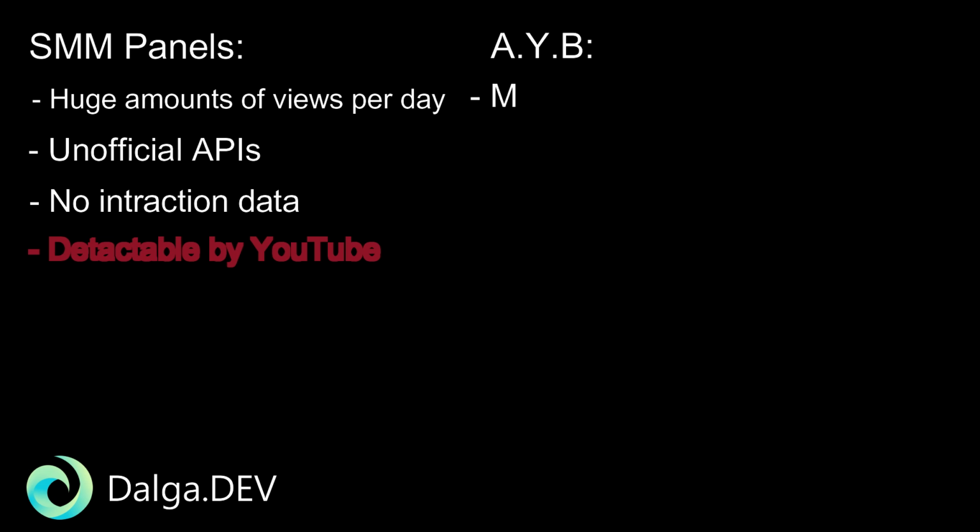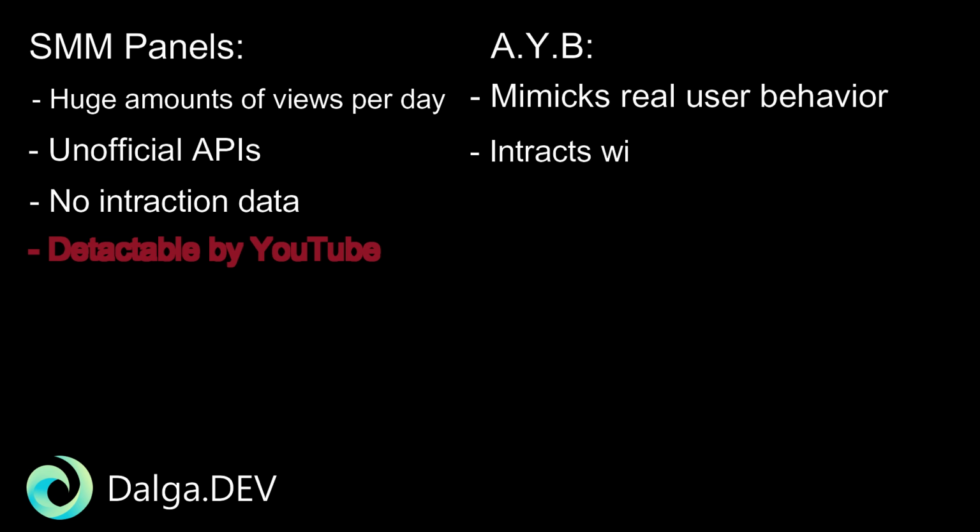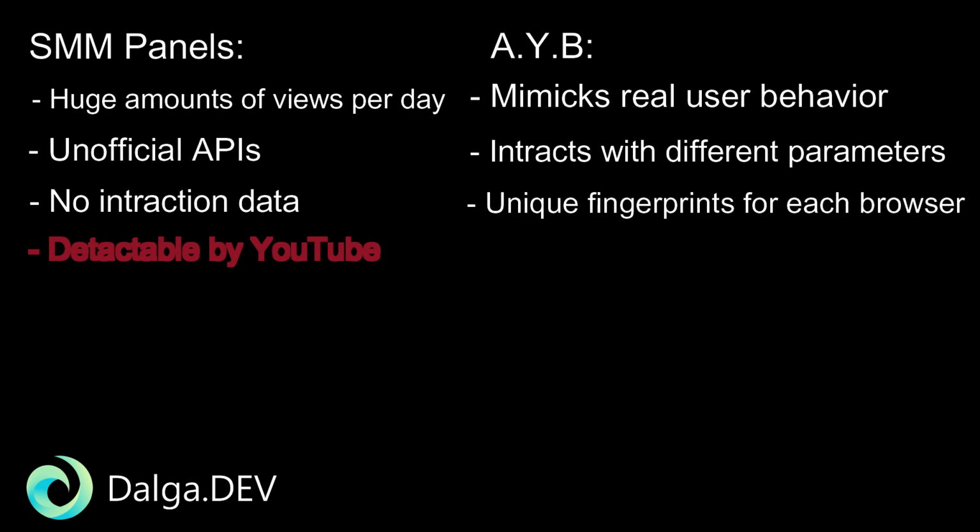But AYB, on the other hand, really mimics actual human behavior. That means it watches the video on YouTube exactly like you do. It opens the browser, watches the video, and interacts with it. It scrolls through the page like a real user and changes the playback speed, quality, and much more. Each browser that the bot opens will have a completely unique footprint that eliminates the risk of your channel getting blocked, flagged, or banned, and your views will be totally organic and real.